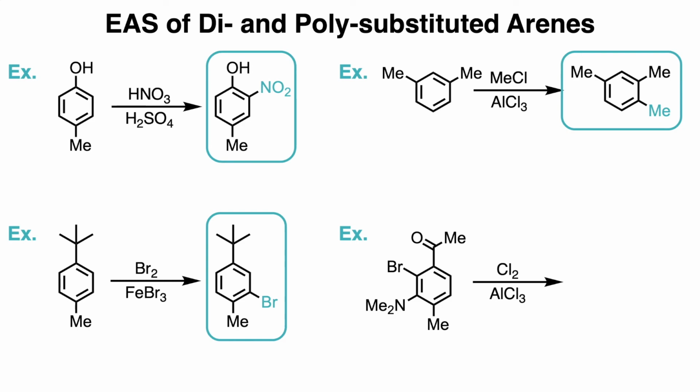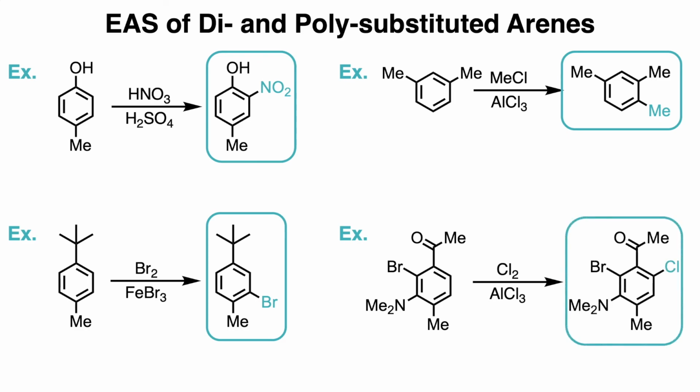Of these 4 substituents, dimethylamine is the strongest activator, so it will be our reference point for the halogenation reaction. Notice that both ortho groups are already occupied with respect to the amine, so the only position for chlorine to add to is the para position to get the following product.